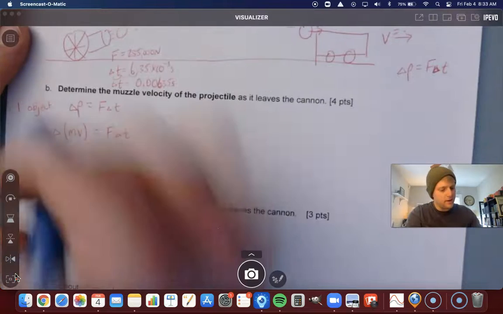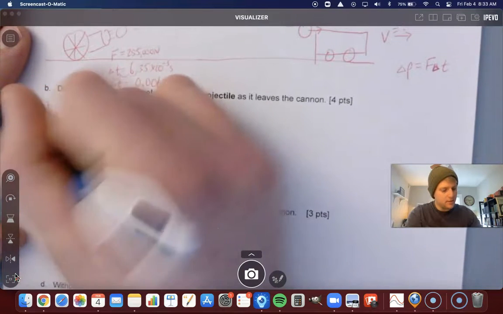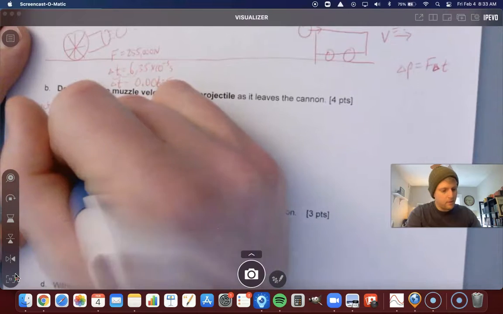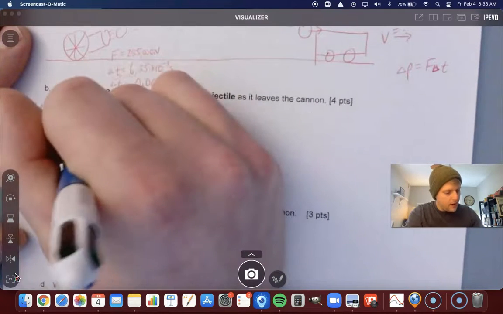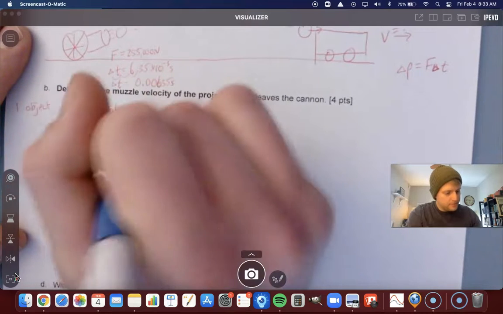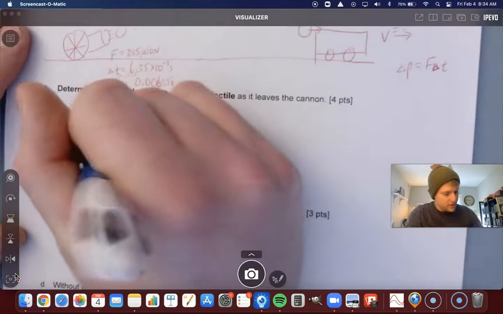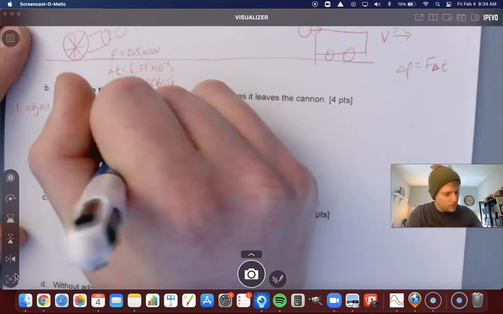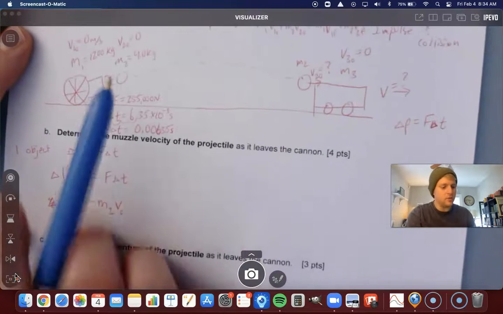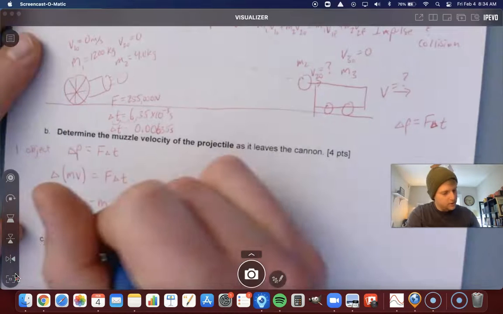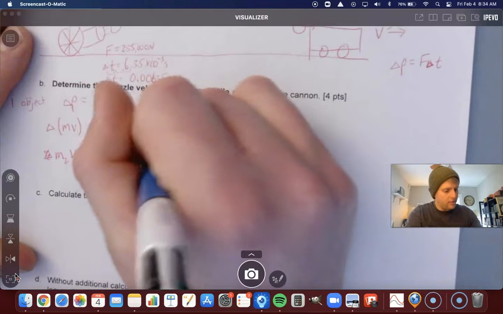So let's expand this left side out even a little bit further. It's going to be the change in momentum. Oops, so that's going to be m, let's call it m, what did we say? It's going to be m2 v final, because when you do change, you do final minus initial, minus m2 v initial. Now the nice thing for us is that the cannonball was sitting inside the cannon, not moving, so this term is 0, and that equals F delta T.